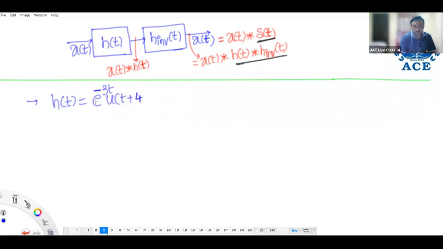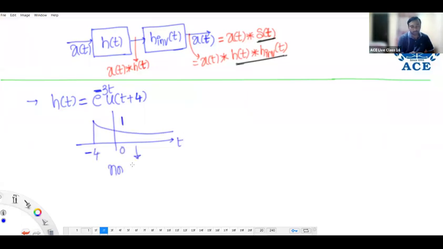If the impulse response is given by this expression, is it causal or non-causal, stable or unstable? Respond in the chat box. Impulse response is given as e power minus 3t u of t plus 4. Is it causal or non-causal, stable or unstable? It extends from minus 4 to infinity. Both positive and negative time it covers, means non-causal.